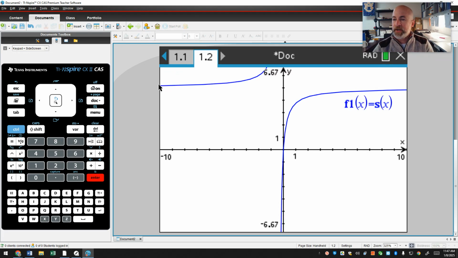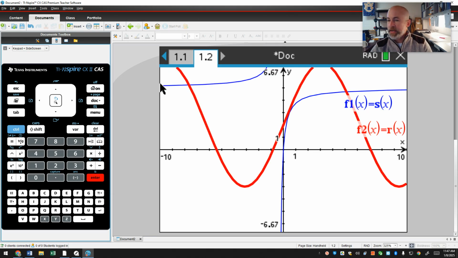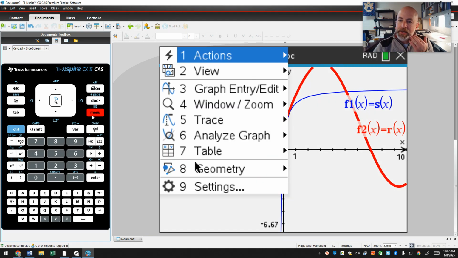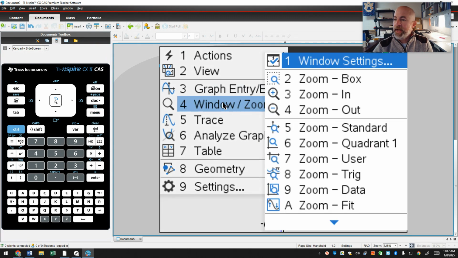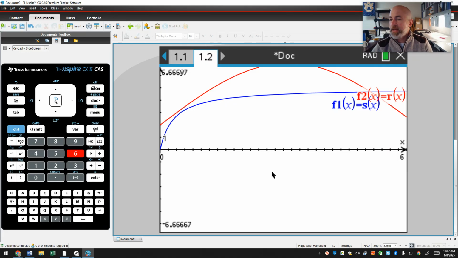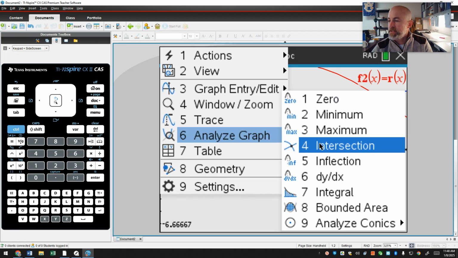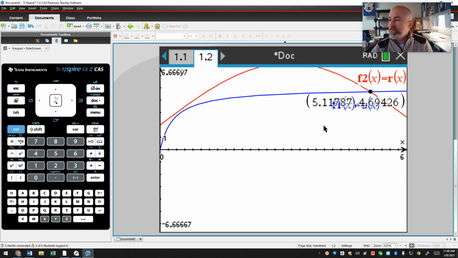And there's my graph for s of x. Let's type in r of x. Enter. And I am interested in the interval 0 to 6. I'm going to edit my window to go from 0 to 6. And I see a single critical number right there. So I'm going to go menu, analyze, intersection. I have that the intersection is 5.1178.